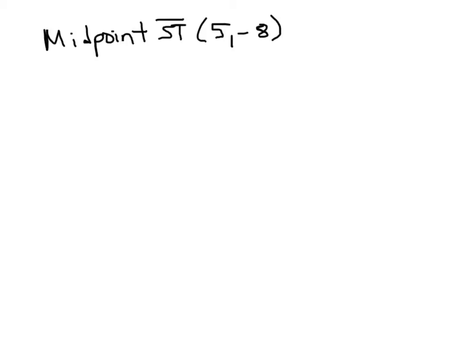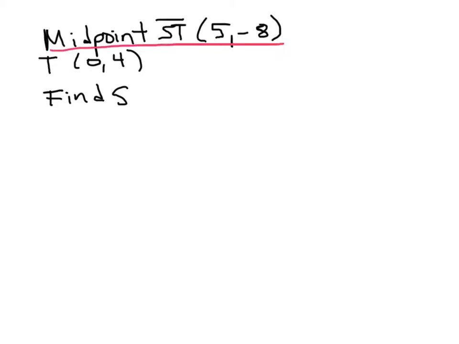Let's do another example. Another example, they're giving us the midpoint for ST, and that is 5, minus 8. I will have to find S because they're giving me T, and T is 0, 4. So these are the two things they're giving me, this and this. I need to find this one. Well, let's substitute just like we did with the other example.